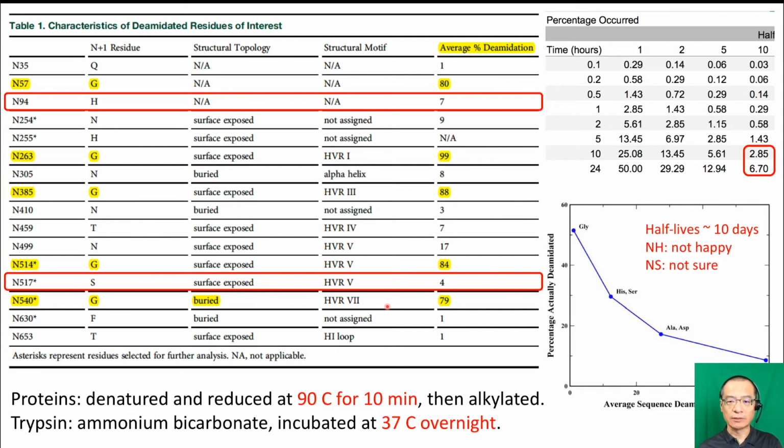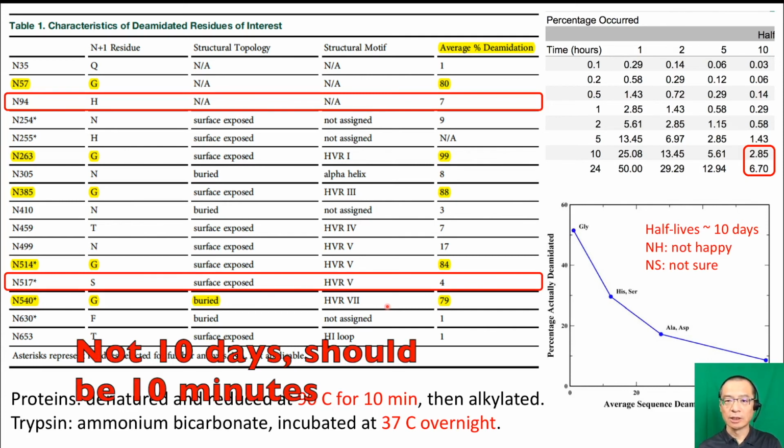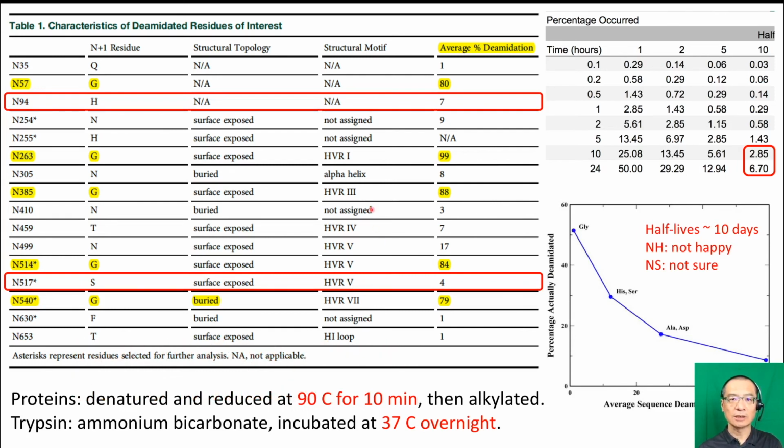Again, the condition is 37 degrees overnight and 90 degrees for 10 days. You can see some of the events, and the NS shows in this box. There's about 4% deamidation, and the NH shows about 7% deamidation on this column. But as I said, for these NH and NS deamidation, the half-life is about 10 days, and overnight conditions will generate 2 to 6% deamidation just during the analytical process. So we can see that the results observed are mostly due to deamidation artifacts during analysis. So this calls for closer examination of the other deamidation they observed in this paper.